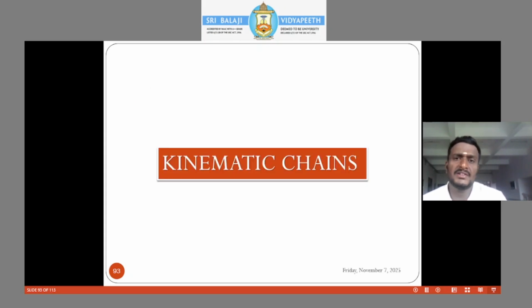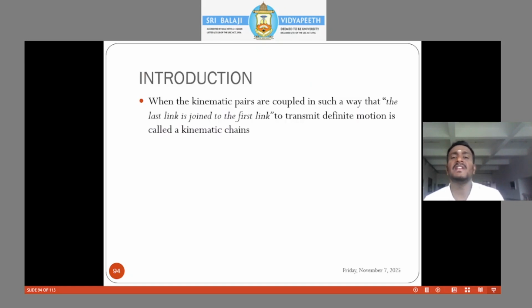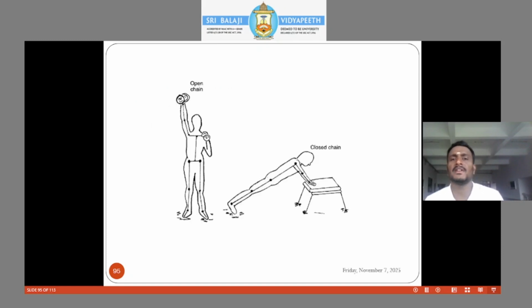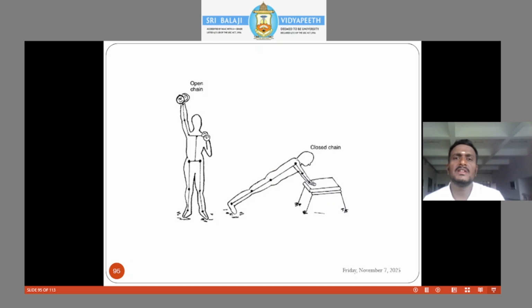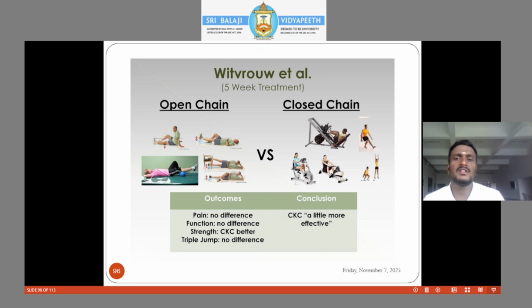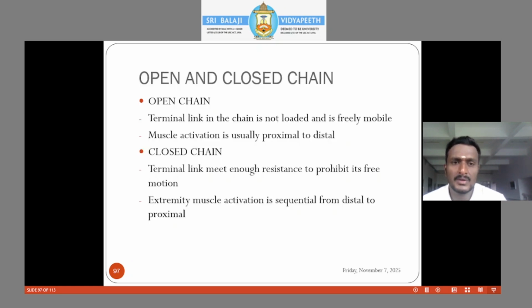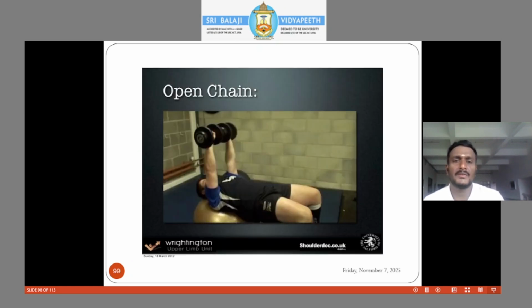Coming to kinematic chains, which are very important, these are linked joints. The kinematic pairs are coupled in such a way that the last link is joined to the first link to transmit different motions of the kinematic chain. So there are open kinetic chains and closed kinetic chains. When the distal joint is free to move, it is an open chain activity. When the distal joint is linked to other adjacent segments, it is a closed kinetic chain. These are a few examples of open chain and closed chain activity.